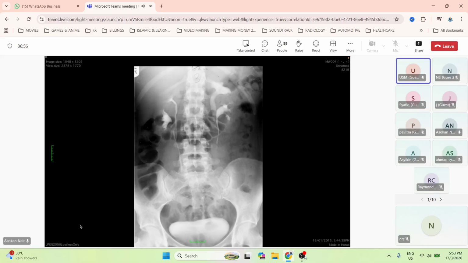The urinary bladder is well opacified. There is presence of rounded lucency seen within the urinary bladder, likely representing the cobra head sign. So my provisional diagnosis will be bilateral duplex collecting system. So that's all.